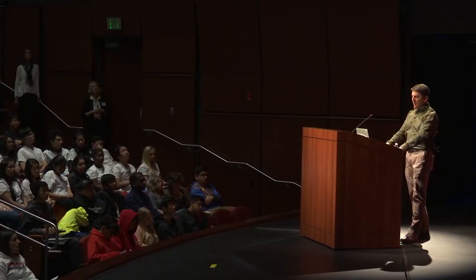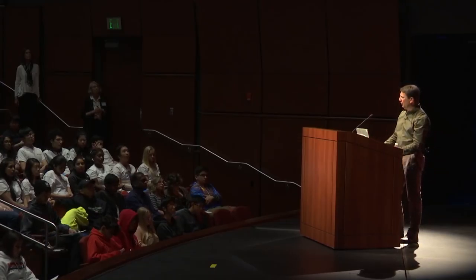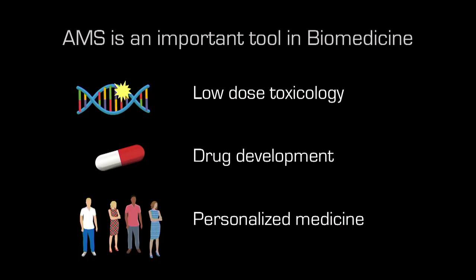So in conclusion, I hope I've convinced you that AMS is a pretty important tool to use in biomedicine. We can use it for these low-dose toxicity studies to get precise risk assessments at real-world exposure levels in humans, so we don't have to rely on animal models and high-dose experiments. We can use it in drug development to reduce the time and the cost it takes to get drugs to market, which is good. You want drugs to be out on the market that can help you. And if you can reduce the time and the cost, then drug prices hopefully will go down. And then we can use it in personalized medicine, where we can actually tailor the treatment of a drug to an individual based on their response.